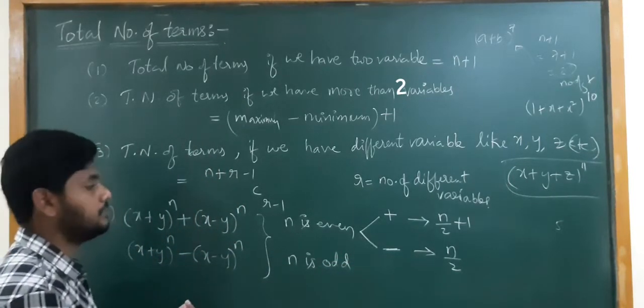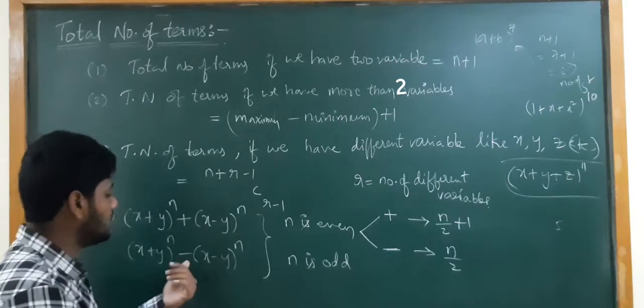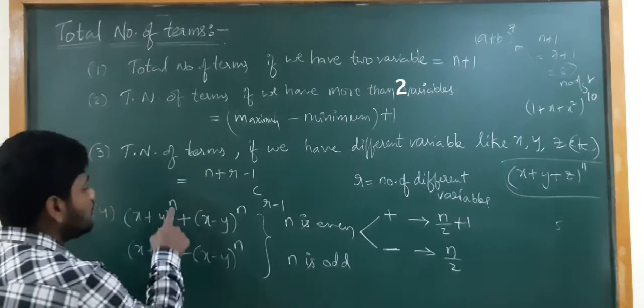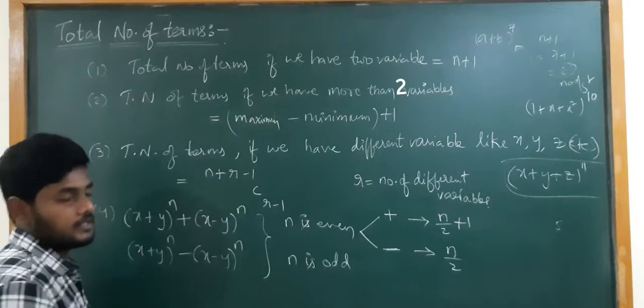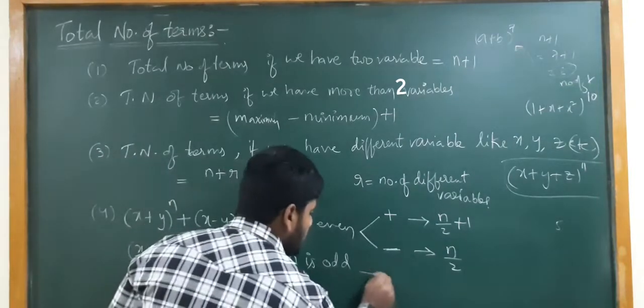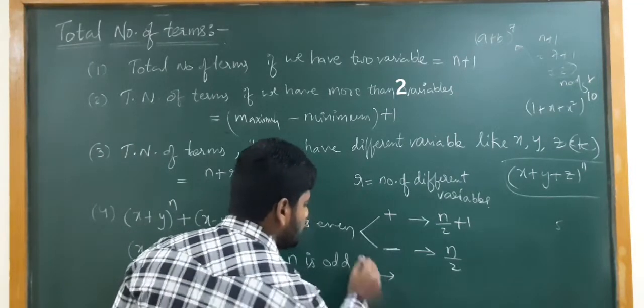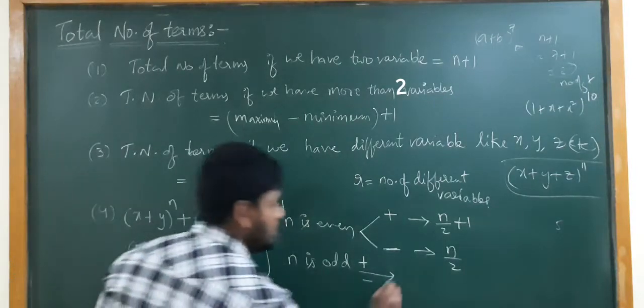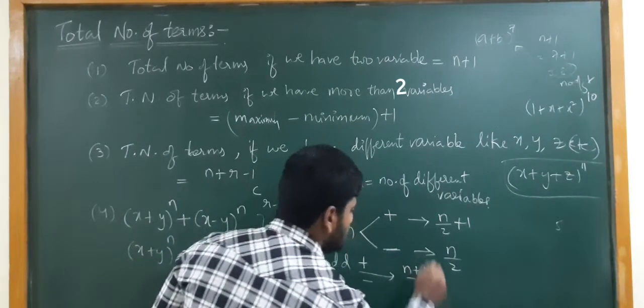4 number of terms will be there if n is even, and the 2 minus n. Now, what about n if it is odd? If n is odd, there is only one condition for plus and also for minus. That formula is (n plus 1) by 2.